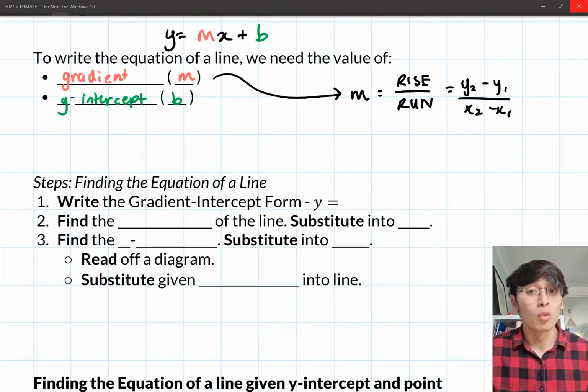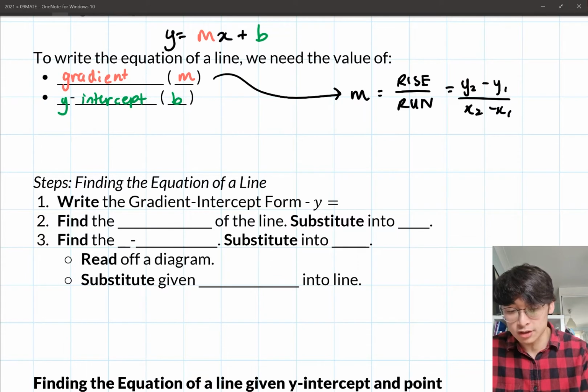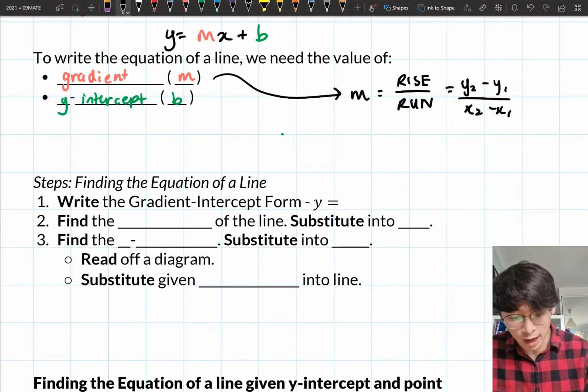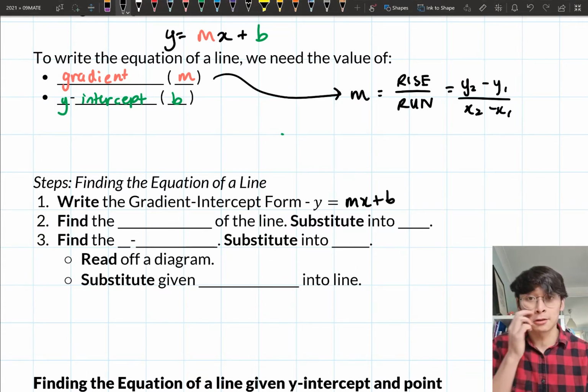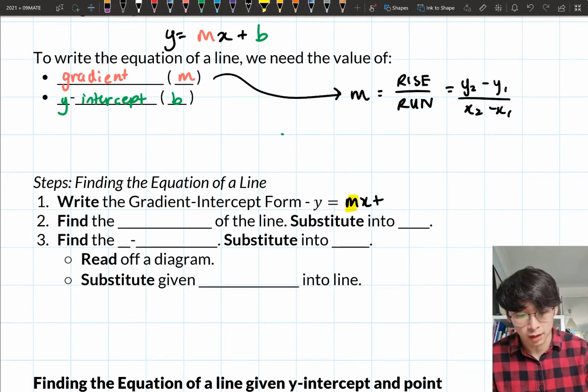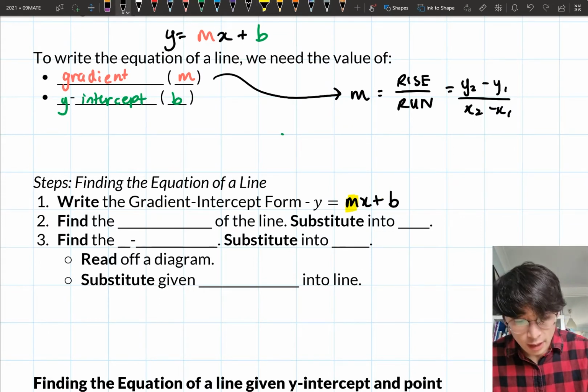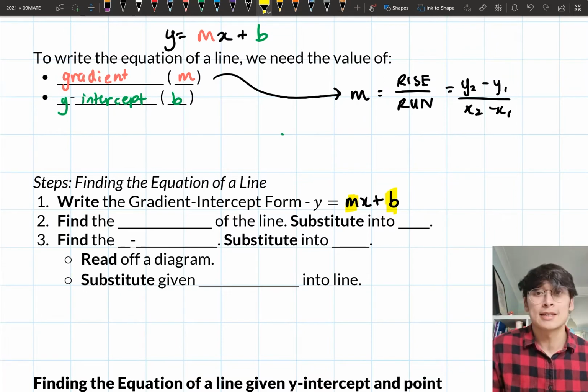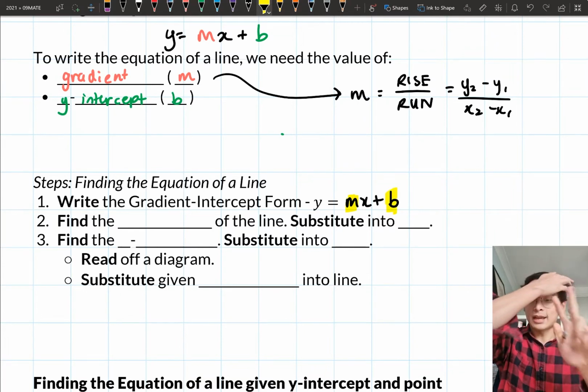First step, write the gradient-intercept form. So no matter what the question is, what I want you to do is just write y is equal to mx plus b. That's just the starting step. And so from here, you're going to go, okay, I need to find m and I need to find b. You need to find numbers to replace m and b in your equation, your gradient-intercept form.